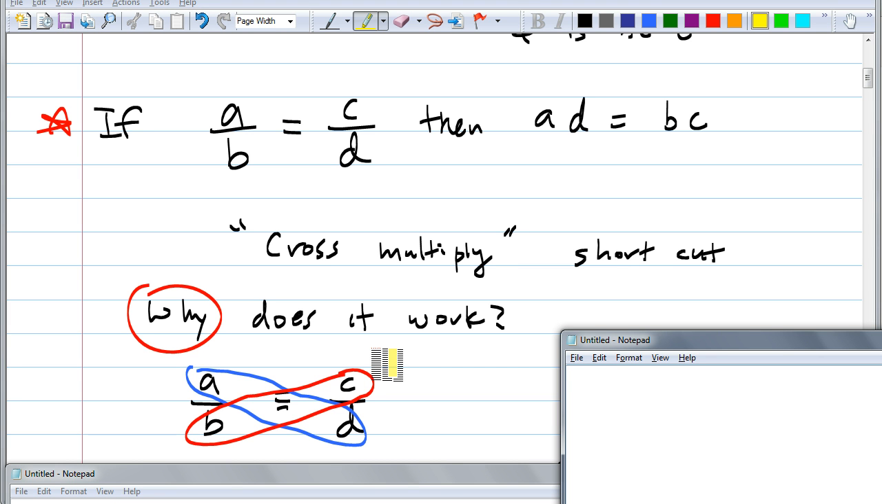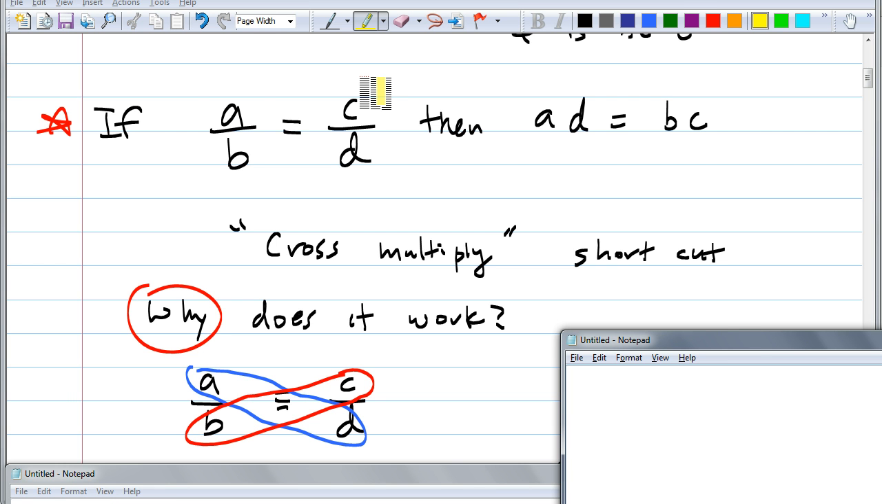Of course, this shortcut only works if you have what? A fraction equals another fraction. A ratio equals another ratio. Right? That's the only time it works. So you get to use this shortcut, but of course, I'm not just going to give you the shortcut. You have to understand this algebraically. Why does this work? How can you explain this algebraically?